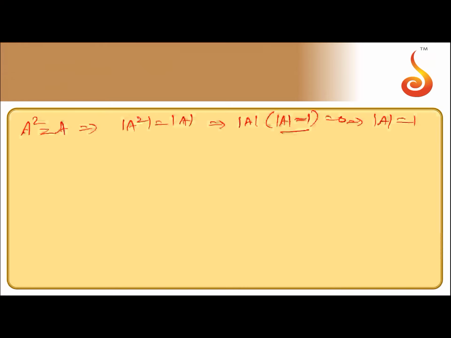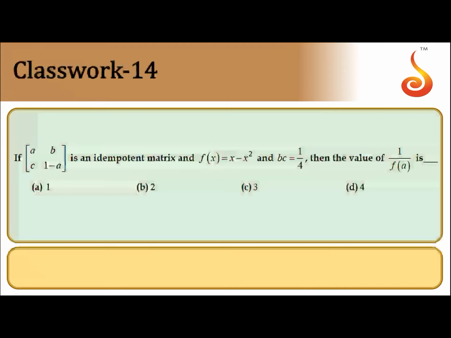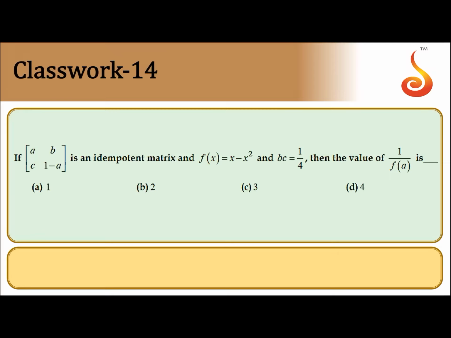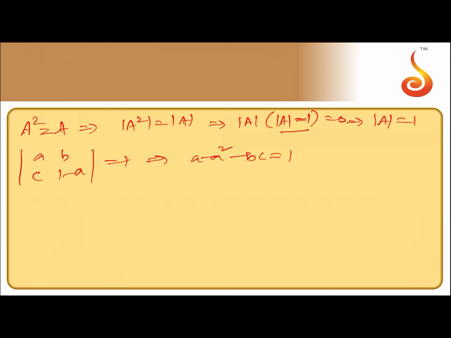If I take det A equals to 0, the determinant of the matrix with A, B, C, 1 minus A is equal to 1. That implies A minus A square minus BC, the determinant is equal to 1. Of course, BC is given to you as 1 by 4. Det A is non-singular because A is an idempotent matrix. Determinant of A is equal to 1, or det A is equal to 0 also you can take up. Of course, BC is equal to 1 by 4.